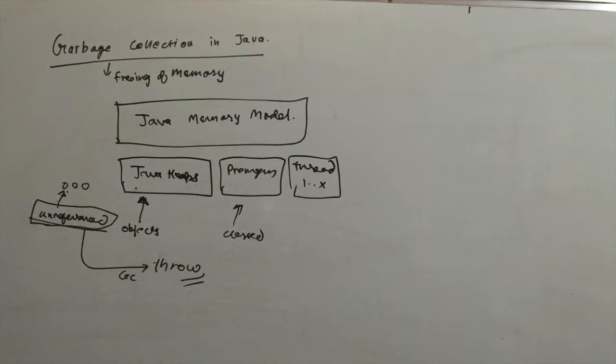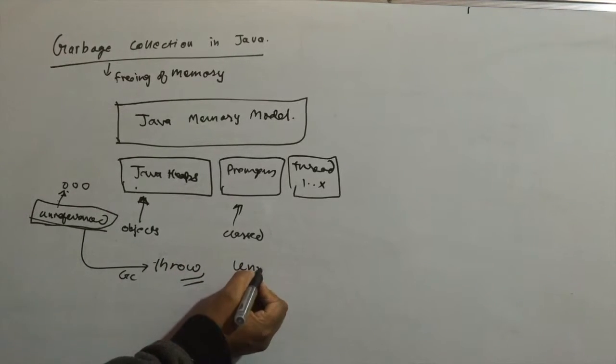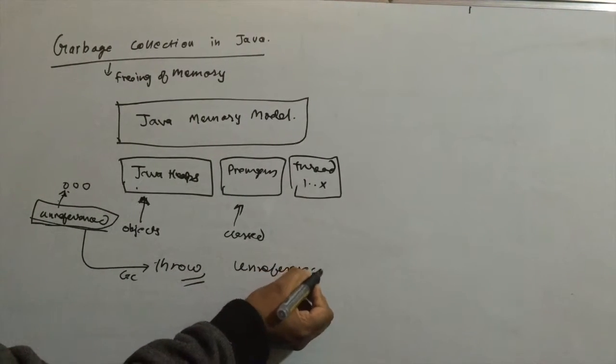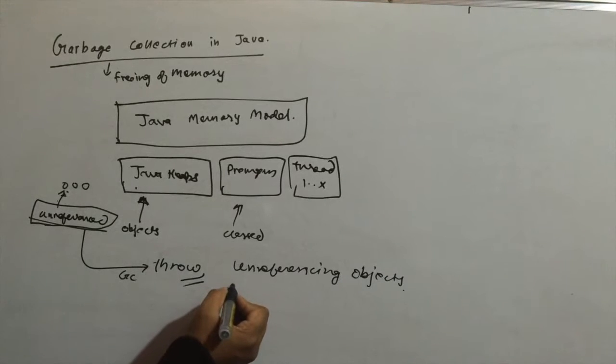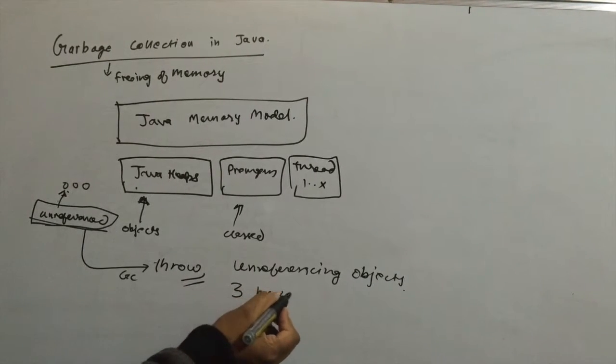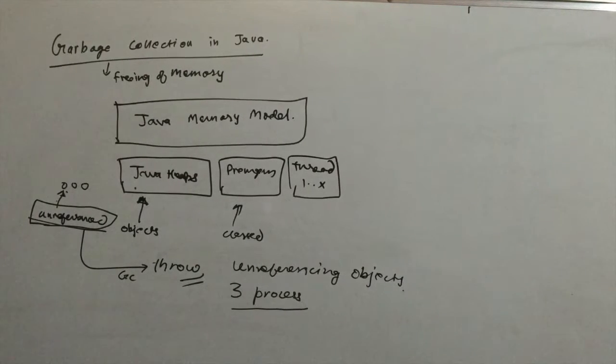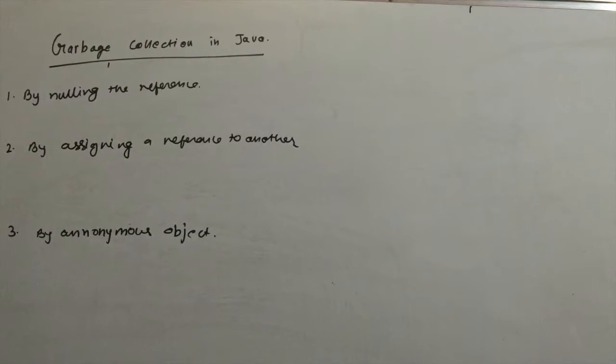So our job in making a program suitable for the garbage collector is unreferencing objects. We could do this by three processes. We'll talk about this in detail now. The processes of unreferencing an object are by nulling the reference, by assigning a reference to another, and by anonymous object.